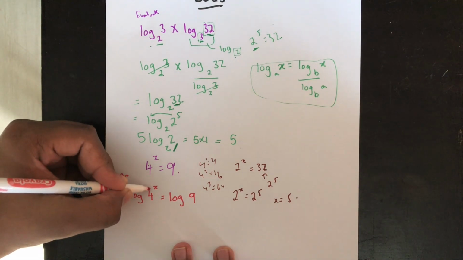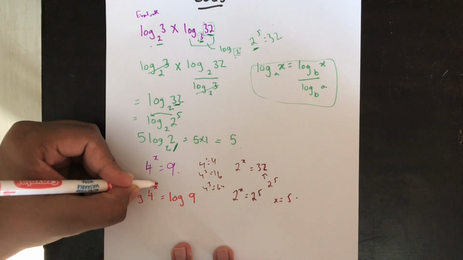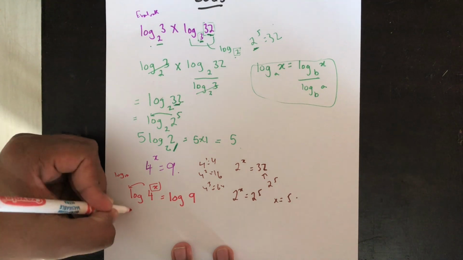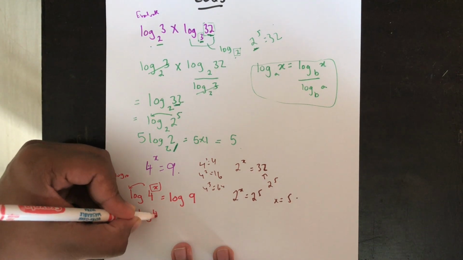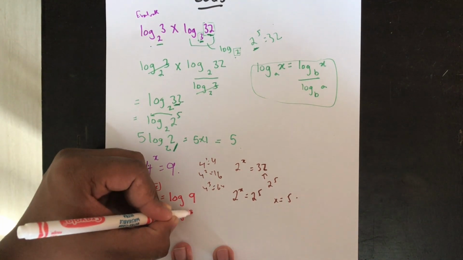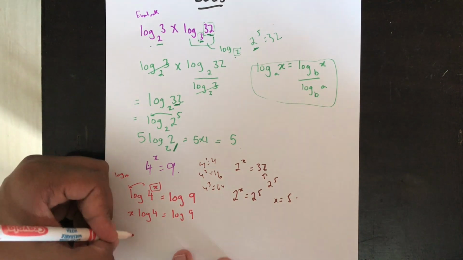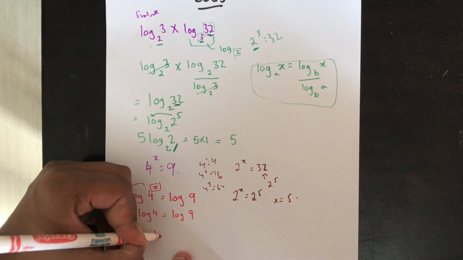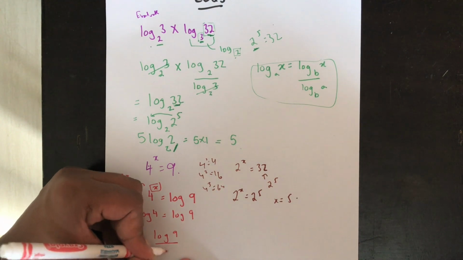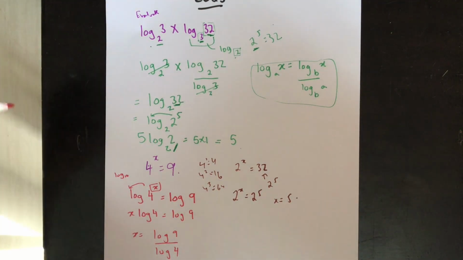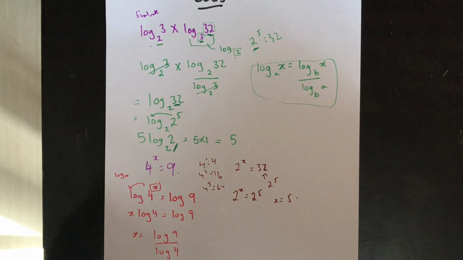Now because of the rules of logs, if this is the power, we can bring this down. So x log 4 is equal to log 9. From here we can make x the subject by dividing by log 4. So x is equal to log 9 divided by log 4, and by use of the calculator you will get a value.